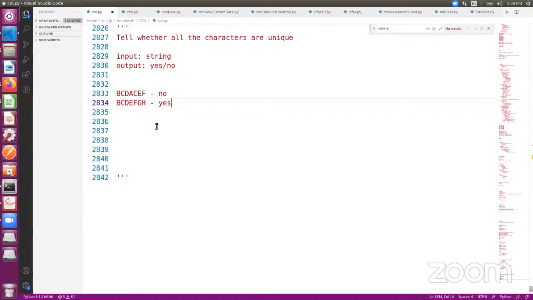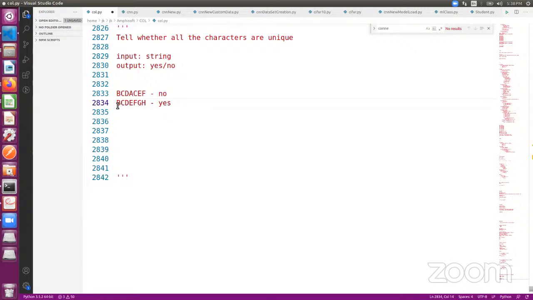See, actually very simple. You take the first character, compare with all the other characters. If there is any repeating in this character, then you can directly print no. Else you proceed with the next character. You take C, compare with all the characters. Now you can see C is repeating over here, so you can print a no.